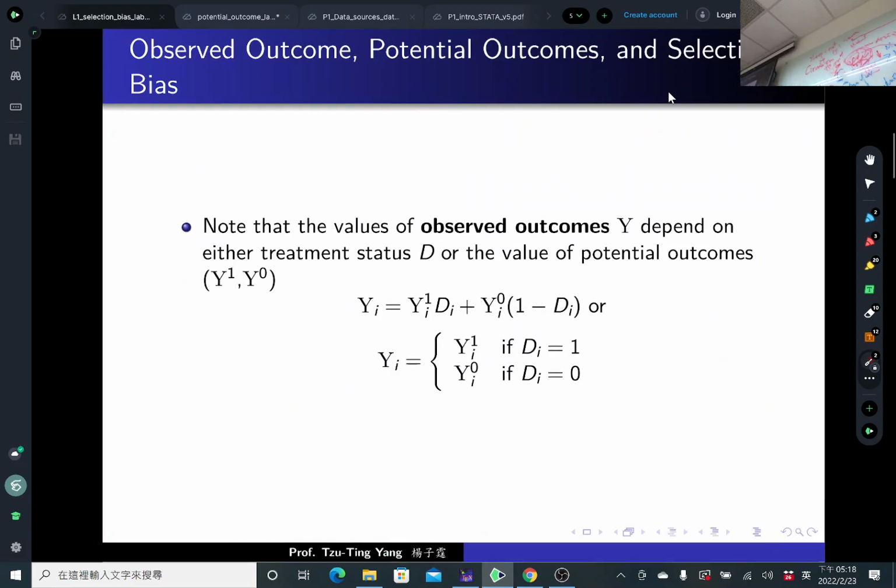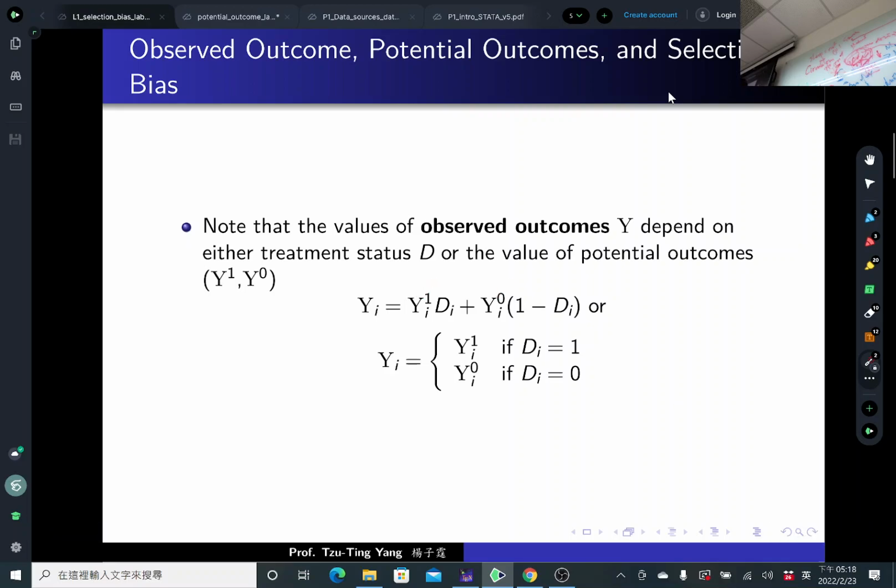So here I just let you know, the observed outcome depends on two things. One thing is your treatment status. If your treatment status is different, you will get a different observed outcome. That's very easy. And it also depends on the potential outcomes value.